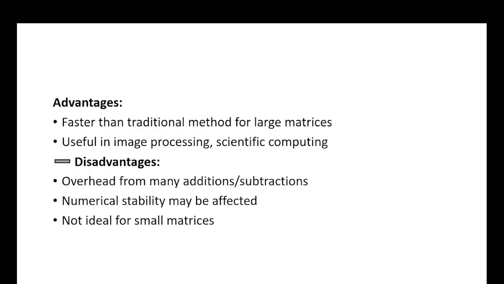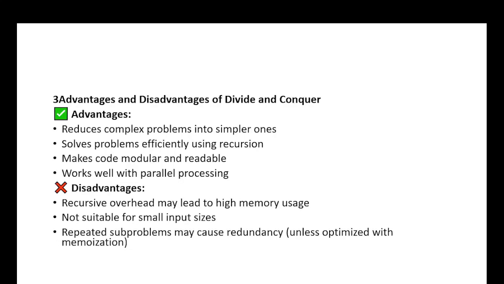I'll show one programming example also. So here it is faster than the traditional method. It's useful in image processing and scientific computing. And the disadvantage is it has so many additions and subtractions. Sometimes numerical stability may be affected, and it's not needed for small matrices.